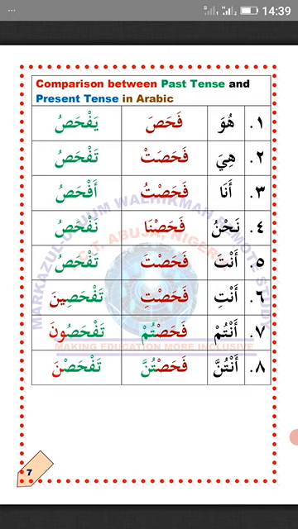Number 7. Antum, all of you, referring to a group of male persons. Fahastum, you have all tested or you all tested. Tafhasuna, you are all testing or you all test. Number 8. Antunna, all of you, referring to a group of female persons. Fahastunna, you have all tested or you all tested. Tafhasna, you are all testing or you all test. La'allaka fahimt? I hope you understand.